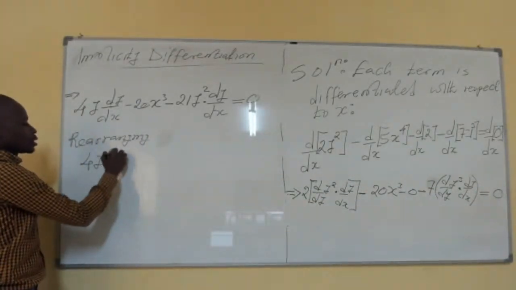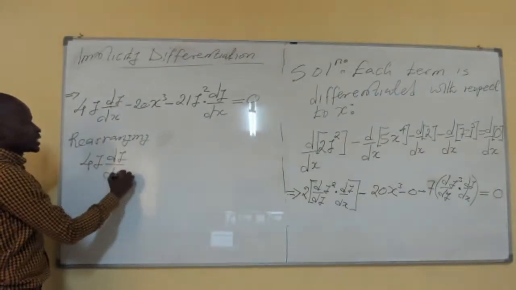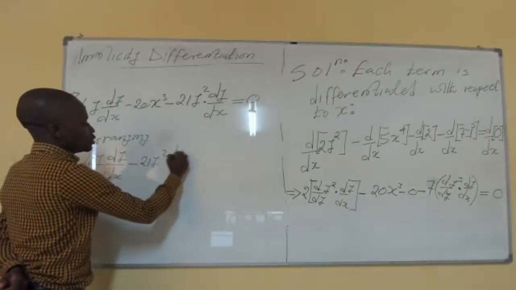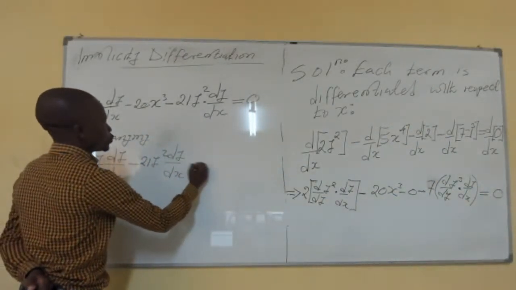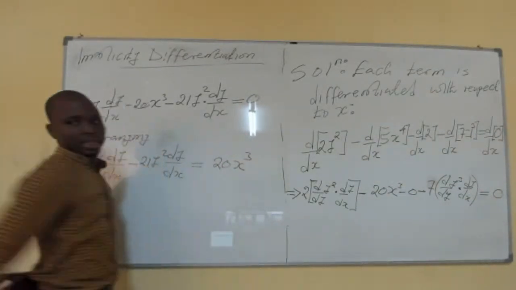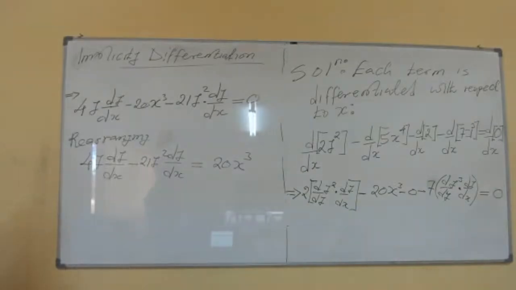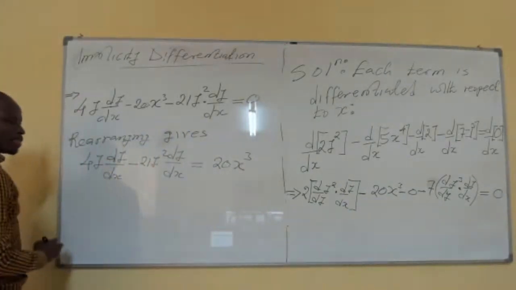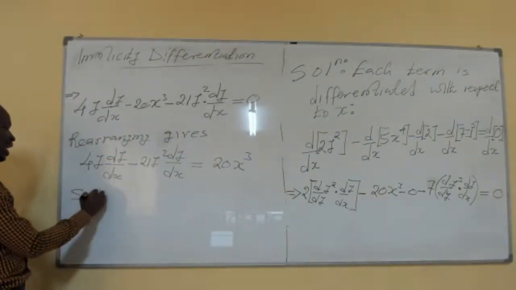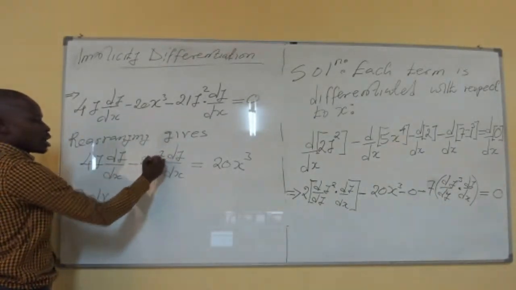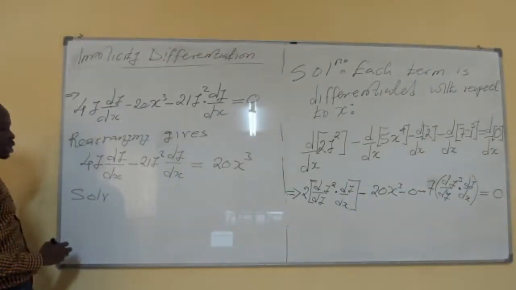4y dy/dx minus 21y squared dy/dx is equal to 20x power 3. After rearranging, this is what we're going to get. Then, in this scenario, you have dy/dx appearing in this function.